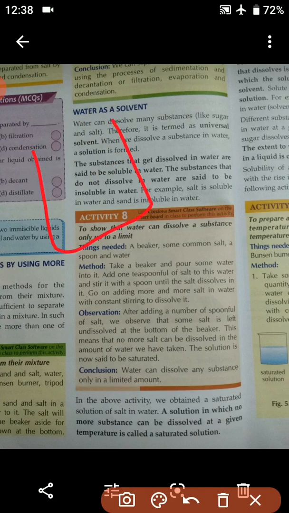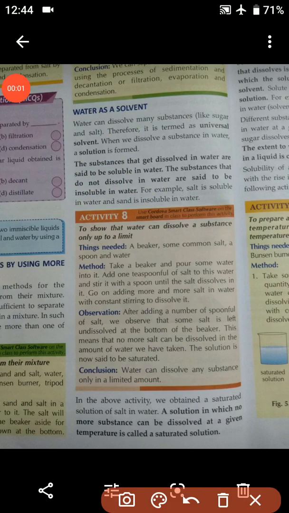So this is your beaker and this one is water, and you have to add 1 teaspoon of salt. Okay, you have to add the salt. Then you have to stir it with a spoon until the salt dissolves in it. So you have to dissolve all the salt in the water.